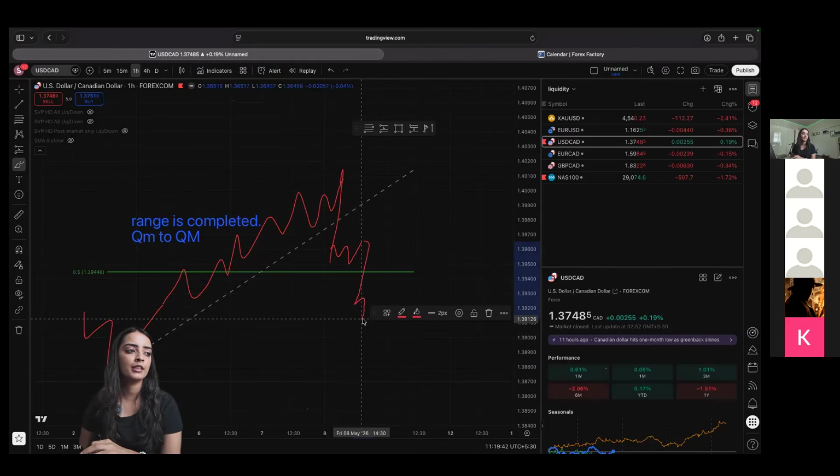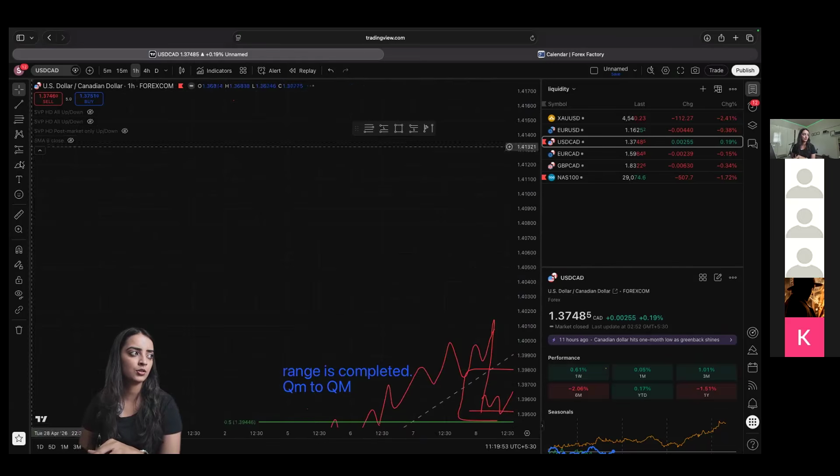Now you don't have money left to take the trade. Here it will give a setup again and go and hit your TP. But you will not have money to take this trade because you have taken this and you are already wrong. So this is the way I mark a QM to QM. We'll see this on the charts also.